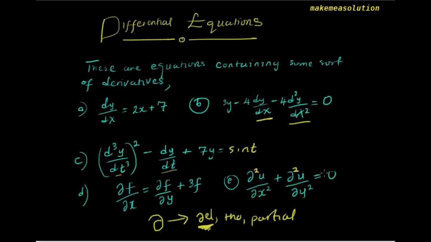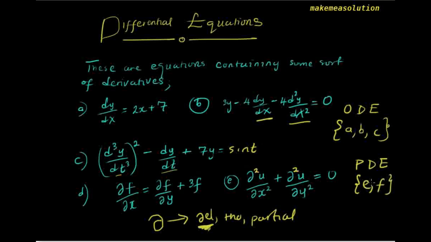So these are examples of differential equations. But what are D and E exactly, since they use the funny symbol? They are called partial differential equations. Any equation in which you see this del operator, or partial operator, is called a partial differential equation. If the equation uses the normal small d operator, the basic one that we know, then you call it an ordinary differential equation. So A, B and C are ordinary differential equations, while D and E are partial differential equations.